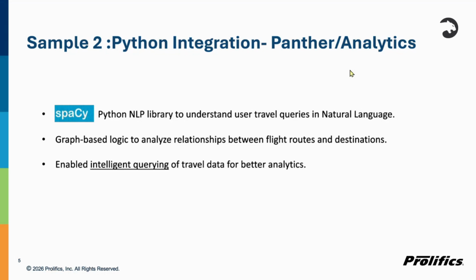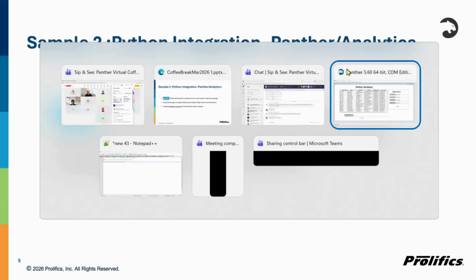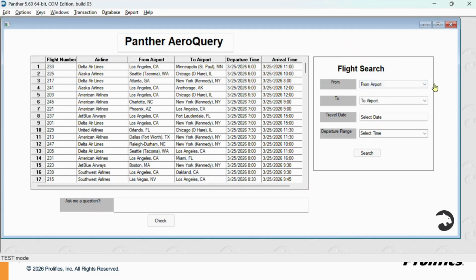So now I'm going to my Panther screen. This is my screen which is loaded with flights data. I'm going to show two ways of performing analytics on this data. One is on the right side, where the user can select structured inputs like from and to airport from drop downs. And the second one is where users can ask their questions on these flights in normal English and the system is able to answer the question.